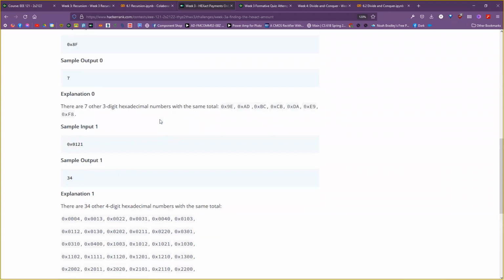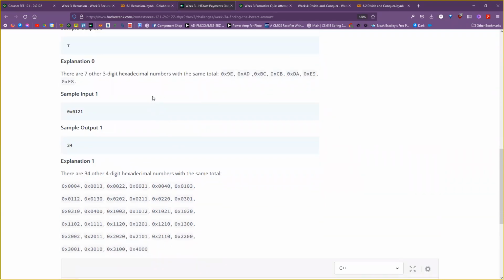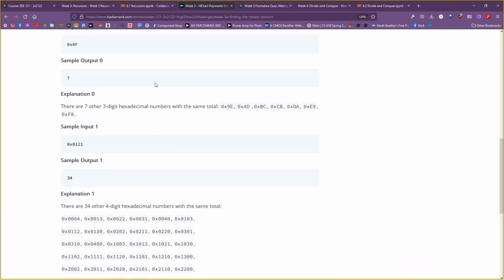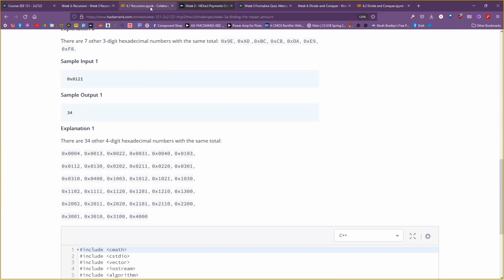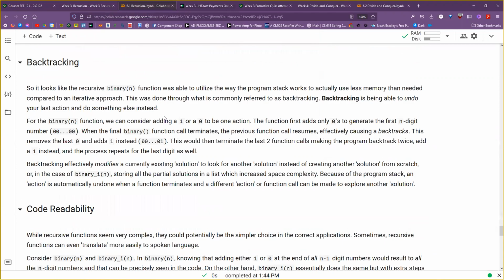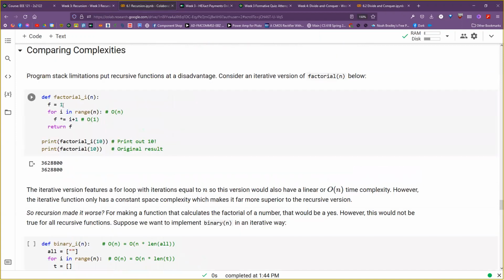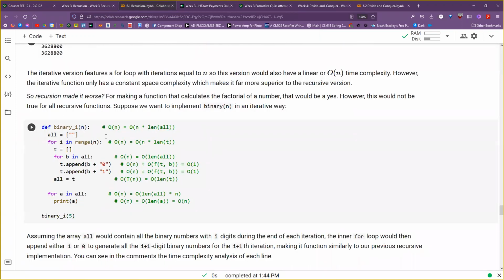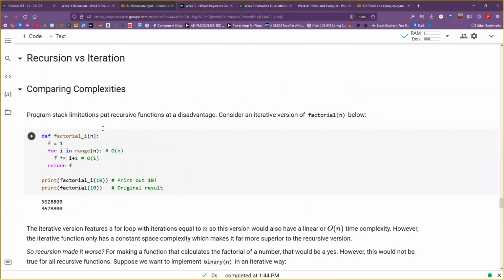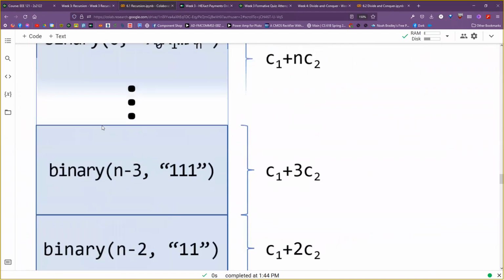So I guess meron tong iterative na solution. But syempre gusto natin ma-practice yung recursive skills natin. So, siguro ang hint ko na lang, meron tayo dito na prints all binary, or I guess pinupuntahan niya lahat ng binary numbers na n digits.